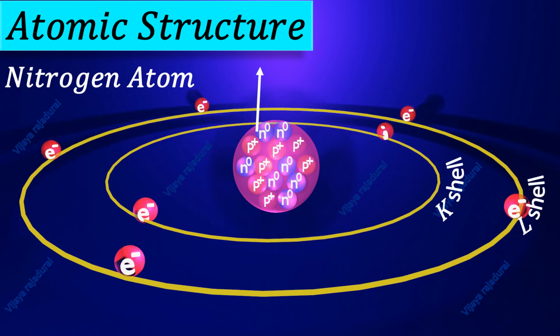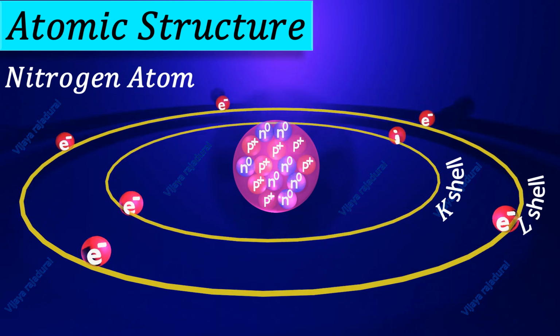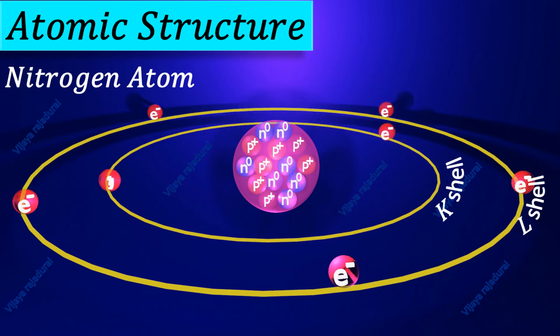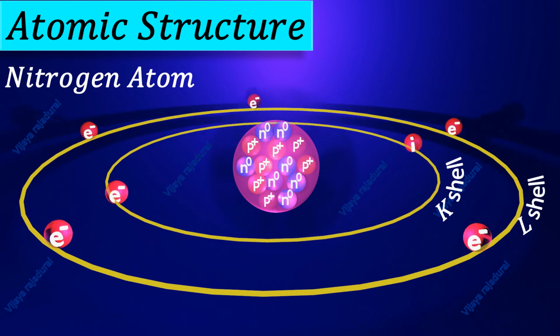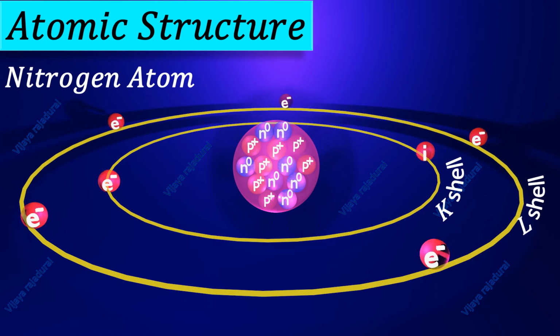These electrons are revolving around the nucleus. Nucleus consists of protons and neutrons subatomic particles. In this atom, 7 protons and 7 neutrons are present.